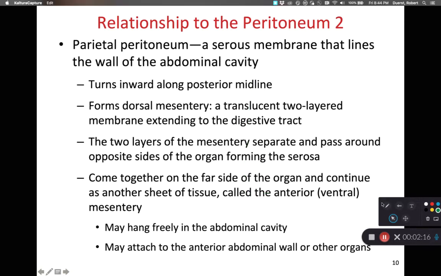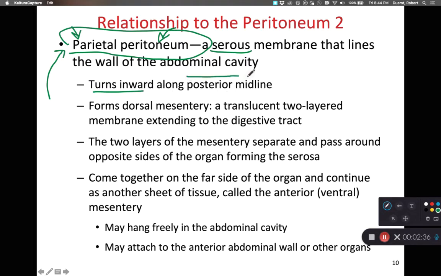So as we look at the parietal peritoneum, parietal meaning against the outer wall of the cavity, peritoneum meaning this is a double membrane. It's one of the serous membranes of the abdominal pelvic cavity. And the parietal peritoneum turns inward along the posterior midline of the body and forms the dorsal mesentery, or the posterior mesentery. This dorsal mesentery is a two-layered membrane that goes down to the digestive tract.